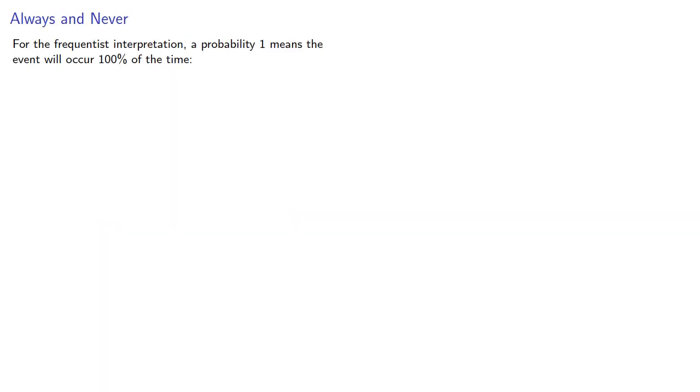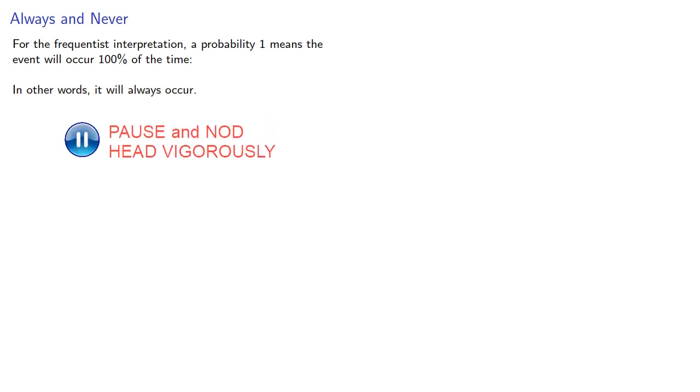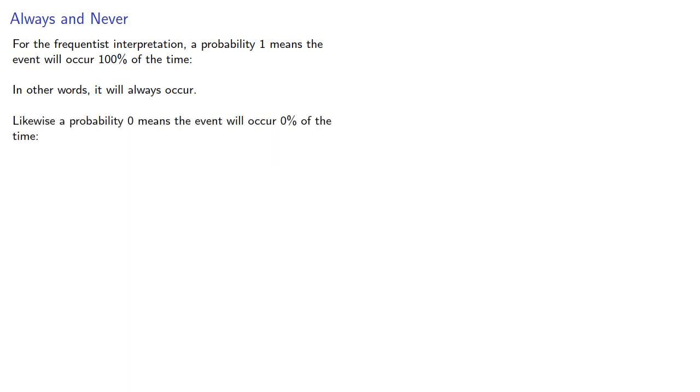For the frequentist interpretation, a probability 1 means the event will occur 100% of the time. In other words, it will always occur. Likewise, a probability 0 means the event will occur 0% of the time. In other words, it will never occur.